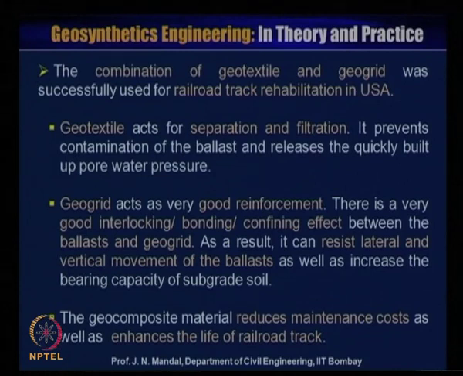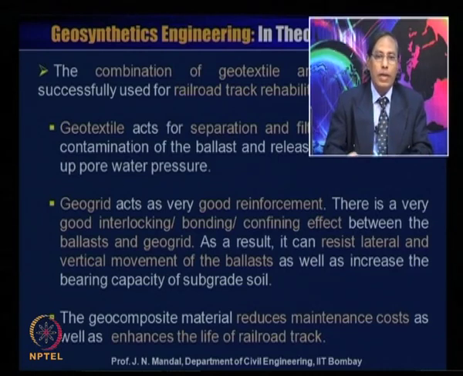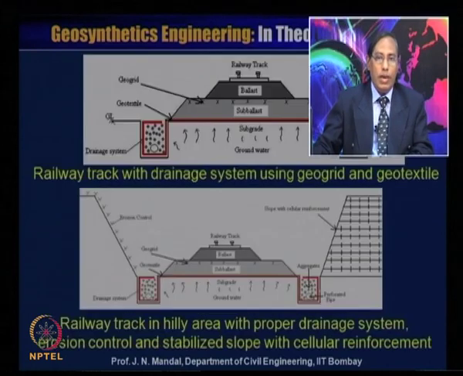It prevents contamination of the ballast and releases the quickly built up pore water pressure. Geogrid acts as a very good reinforcement. There is very good interlocking, bonding or confinement effect between the ballast and the geogrid. As a result, it can resist the lateral and the vertical movement of the ballast, as well as increase the bearing capacity of subgrade soil. The geocomposite material reduces the maintenance cost as well as enhances the life of the railway track.